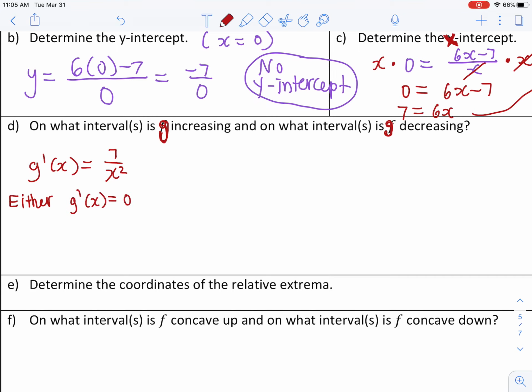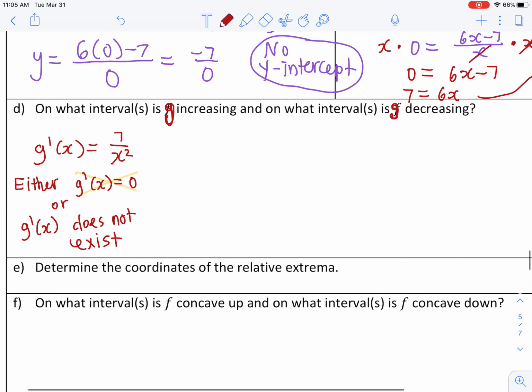Either g prime is equal to 0, or g prime of x does not exist. In order for a rational function to be 0, the numerator has to be 0. The numerator is 7, and 7 is never going to be 0. So the first case will not work.